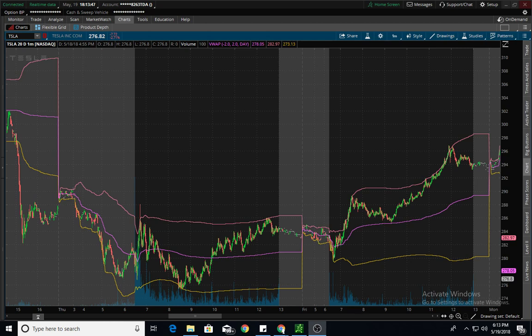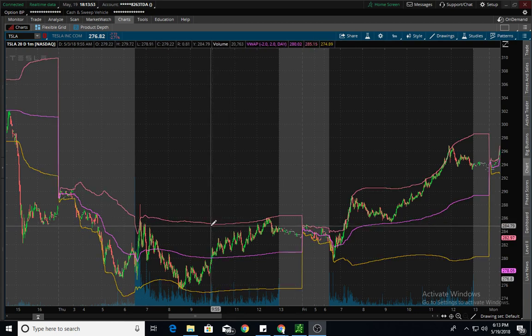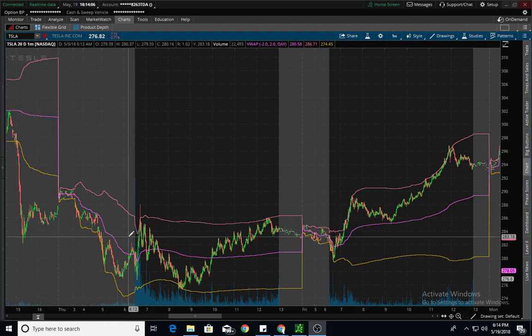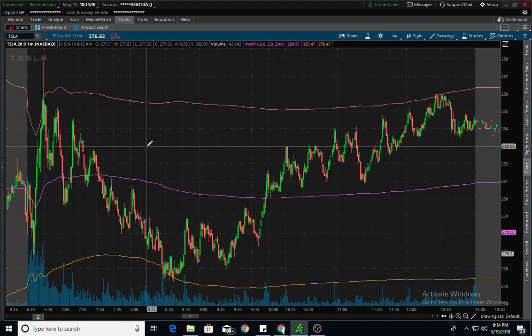Okay, so now we're going to talk about the volume weighted average price, which is called the VWAP for short. Now, the VWAP is very important because, like the moving averages and the trend lines, it also signifies resistance and support levels.